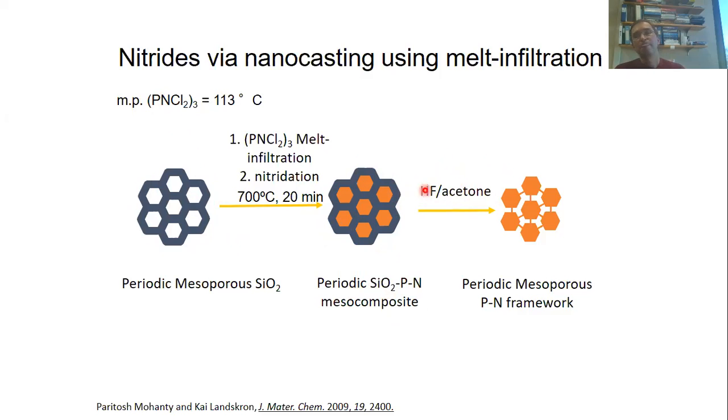So in this case, the template removal is more difficult because the phosphorus nitride material reacts similarly to silicon dioxide itself, as opposed to carbon, which has very different chemical properties in comparison to silicon dioxide. So you have to etch very carefully, in this case with a mixture of HF and acetone, in order to remove the silica effectively, and then you actually have a periodic mesoporous phosphorus nitrogen framework.